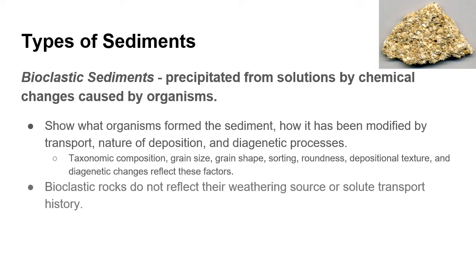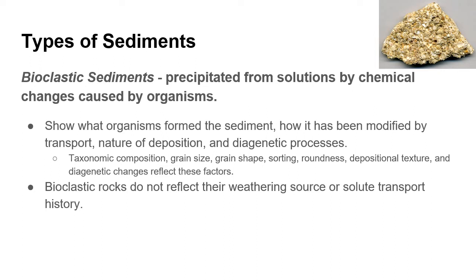And there's an important reason for this, and that's that bioclastic rocks do not reflect their weathering source or the transport history. So if you think back to clastics, you start out with a source rock and it weathers and breaks. Your initial clasts are going to be immature, they're going to be angular, based mainly on the cleavage planes or the fracture of that mineral itself. As it transports, it may become more rounded.